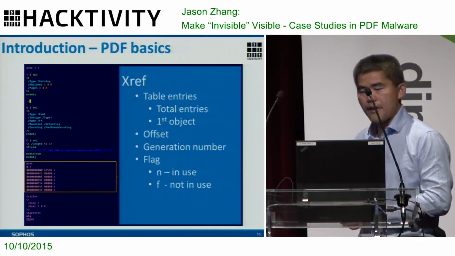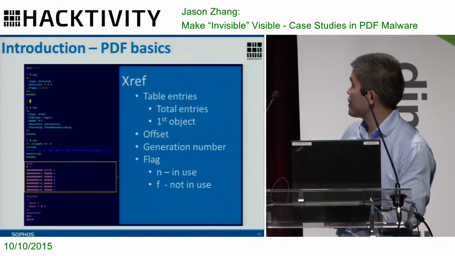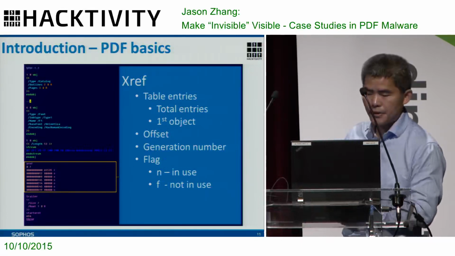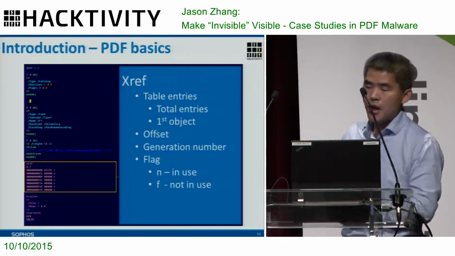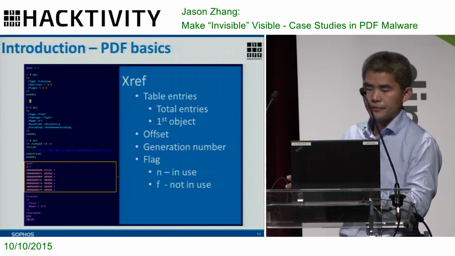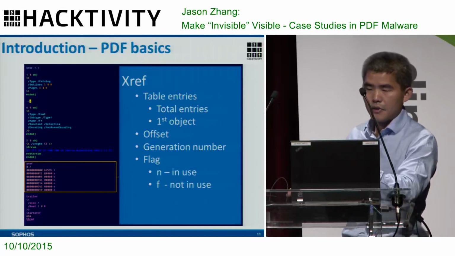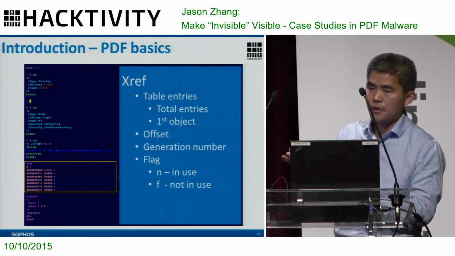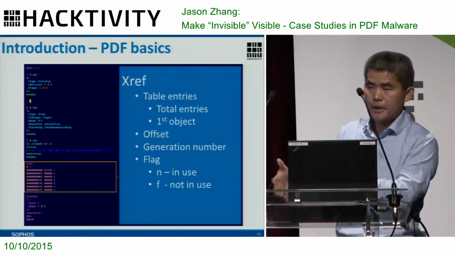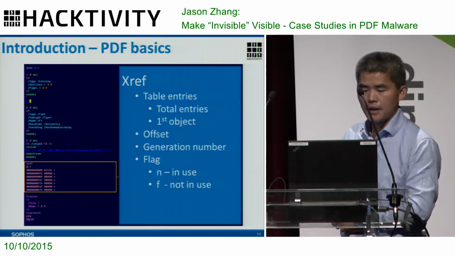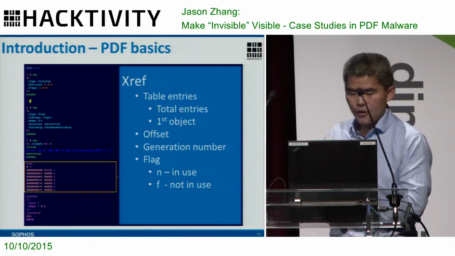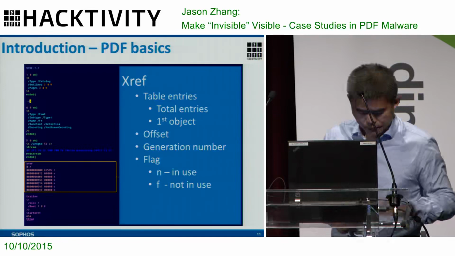The third section is the cross-reference table. This is very important because this table will tell you the offset of each object. The objects are stored in random order, but because of the cross-reference table, you know the offset of each object, so it's basically the index table.